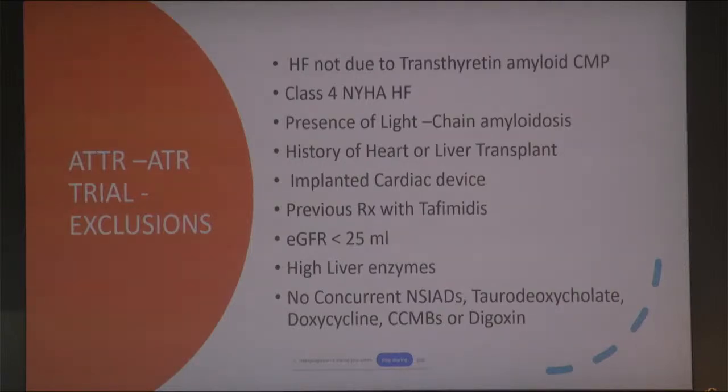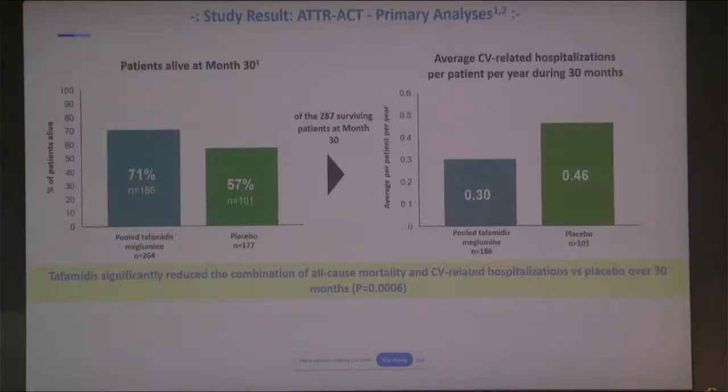transthyretin amyloid, NYHA class 4, light chain amyloid, if it is there, they are not taken, history of heart or liver transplant, they are not taken. Implanted devices, etc., or eGFR less than 25, significant kidney disease, they are not taken in this study. And then what they find is that after a period of 30 months, there is a significant mortality survival benefit of tafamidis, and also the hospitalization rates are significantly reduced. This is what is the finding.